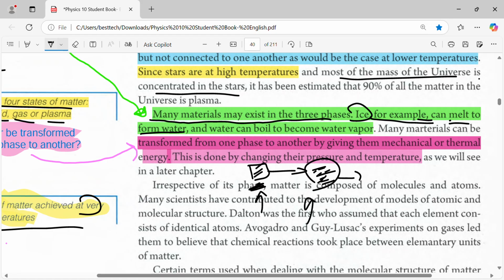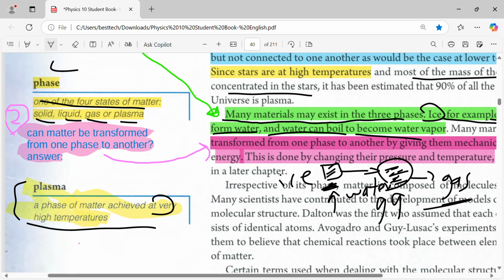Still give it energy, heat. The water would be boiled and become water vapor. It's going to be gas. First, it's ice. Give it heat, it's going to be water. Still give it more energy, it's going to be gas. So the ice will be melting, it became water, and the water is going to be boiling, it's going to be water vapor. So of course, now, can matter exist in three phases? For example, ice from solid becomes liquid, then liquid to gas. Ice, water, then water vapor or gas.